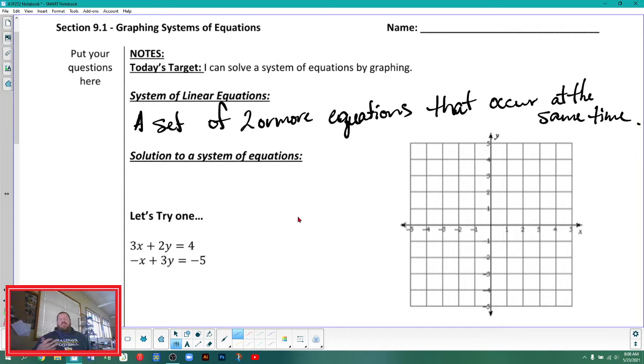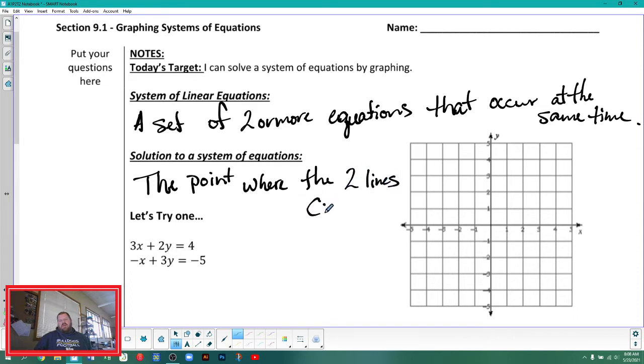Anyways, when we talk about the solution to that, it's always just going to be the point where the two lines cross.